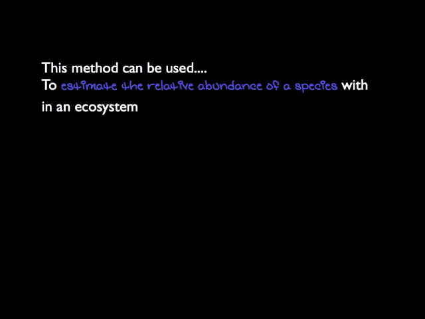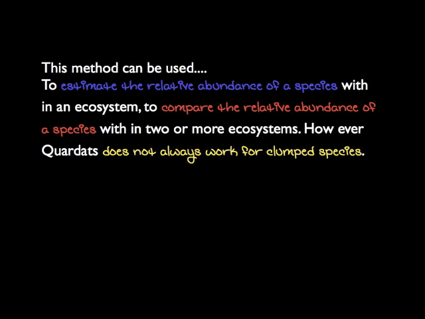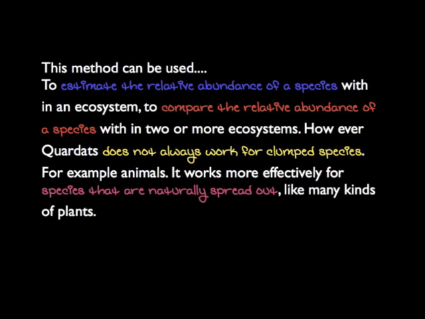This method can be used to estimate the relative abundance of a species within an ecosystem, or to compare it to the relative abundance of a species within two or more ecosystems. It can even be used to compare different species within the same ecosystem. However, quadrats does not always work for clumped species, for example, animals. It works more effectively for species that are naturally spread out, like many kinds of plants.